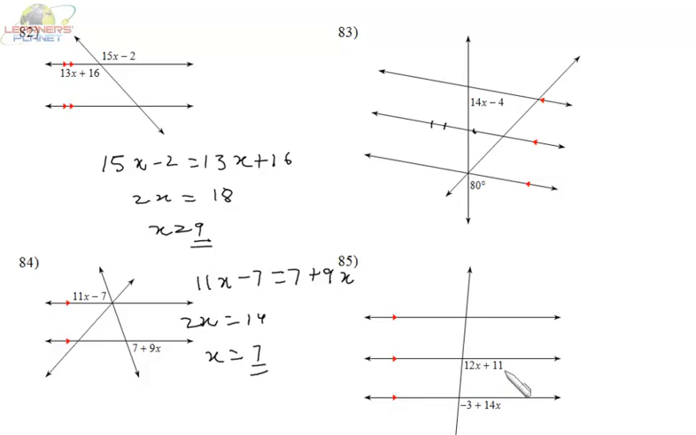Now in this case, both of them are corresponding angles. Since both of them are lying on the same side of the parallel lines, just equate. So 12x plus 11 is minus 3 plus 14x. So 14x minus 12x, that is 2x, is equal to 11 plus 3, that is 14. So x is equal to 7. Okay.